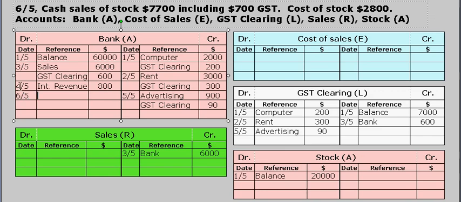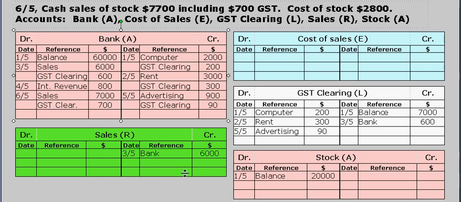So we debit the bank account and we write sales, and the amount was $7,000 for the sales, but there was also an inflow due to GST. Cross-reference GST clearing, the amount $700. So there you go. Debit bank $7,700, made up of two entries there. You could put that on one line if you had enough space, and that's matched by two credits.